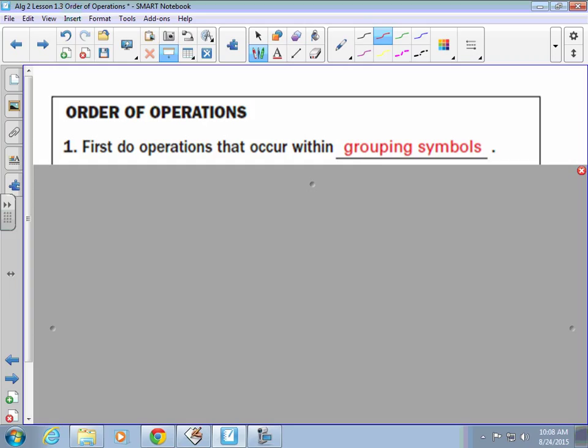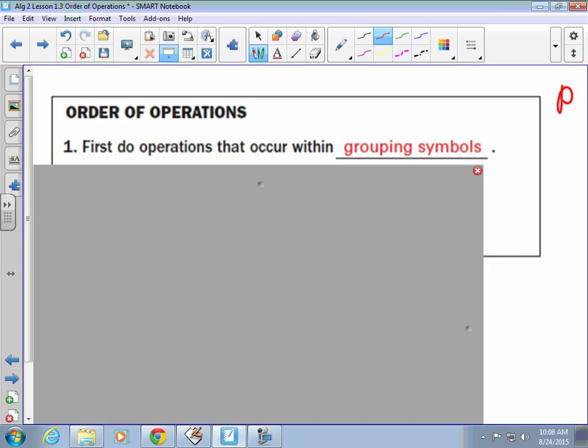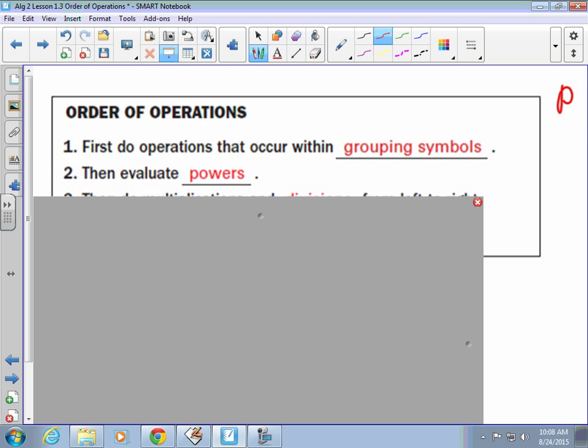Here is officially your order of operations. First, do operations that occur within grouping symbols. Please, that's the please part of please excuse my dear Aunt Sally. The second one is evaluate powers. That's the excuse part, exponents, parentheses, then exponents.